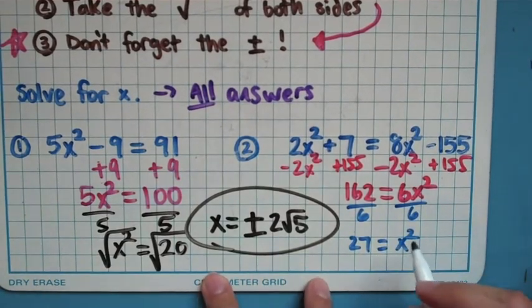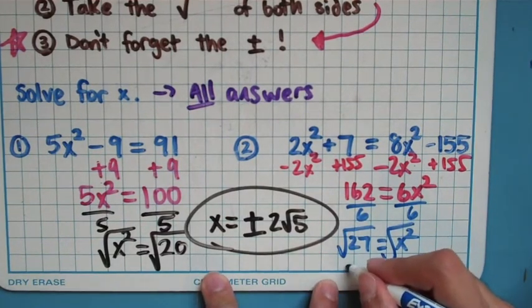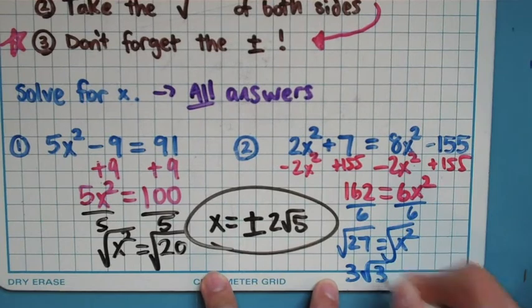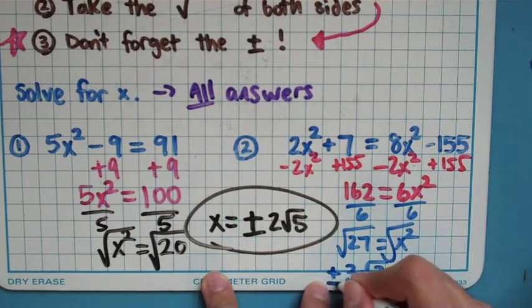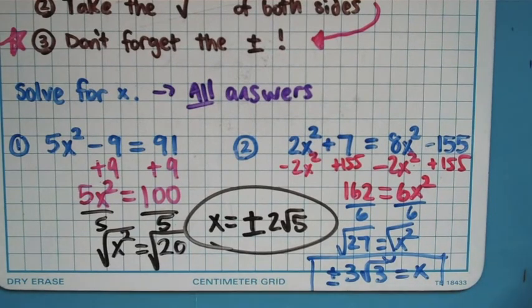Now that x squared is by itself, I'm going to take the square root of both sides to cancel it out. If you do a factor tree on 27, it's going to be 3 root 3. So my answer is plus or minus 3 root 3. Again, the biggest thing in this video that you will probably make mistakes on if you're not careful: if you take the square root of both sides like we've been doing in these problems, that's when you put that plus or minus in front of your answer.